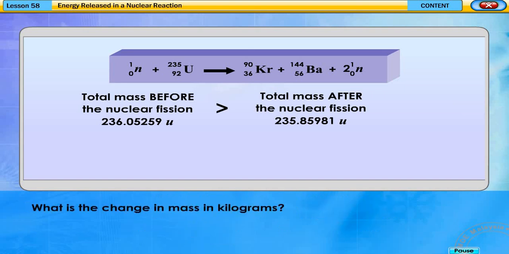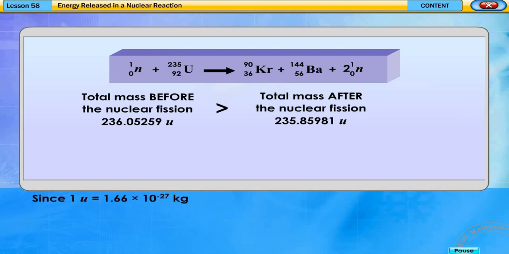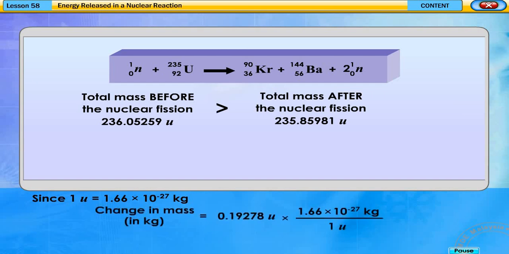What is the change in mass in kilograms? Since 1 atomic mass unit is equal to 1.66 times 10 to the power of negative 27 kilograms, the change in mass is calculated to be 3.20015 times 10 to the power of negative 28 kilograms.